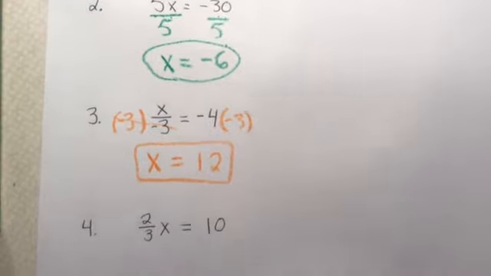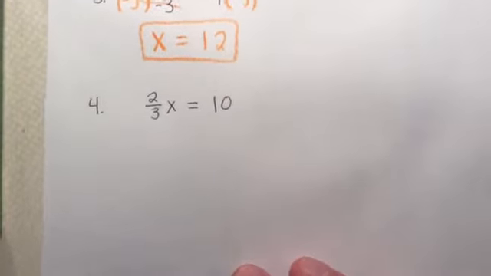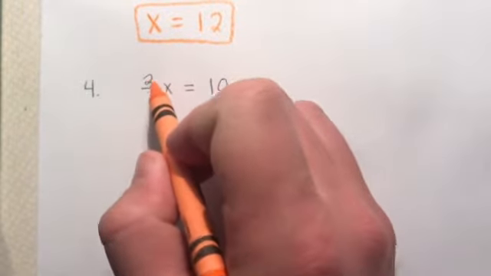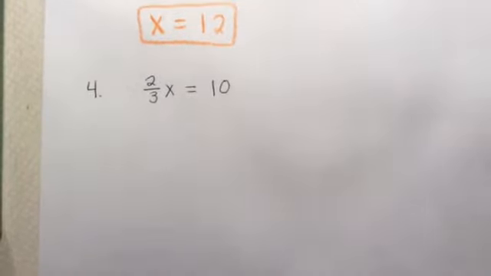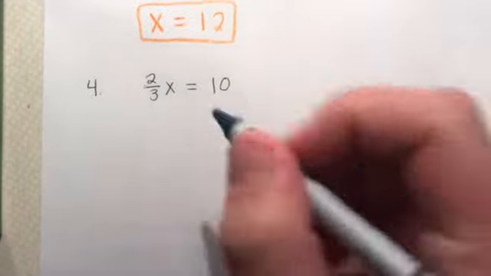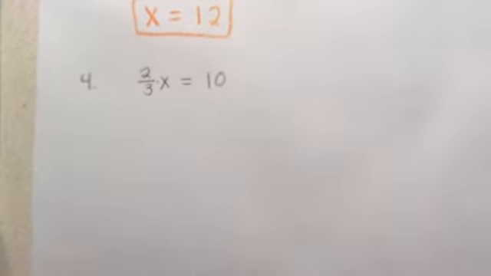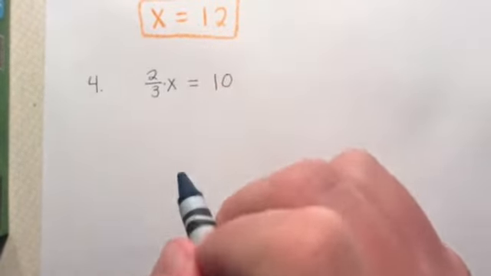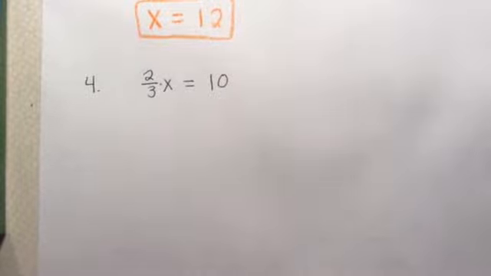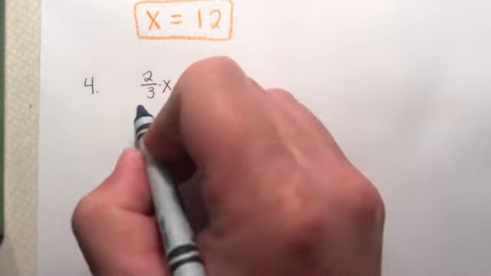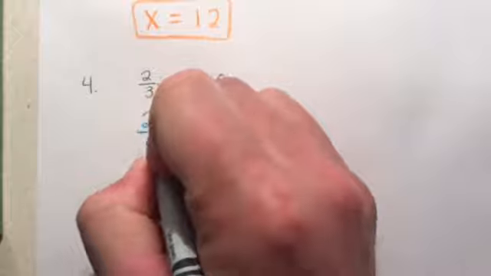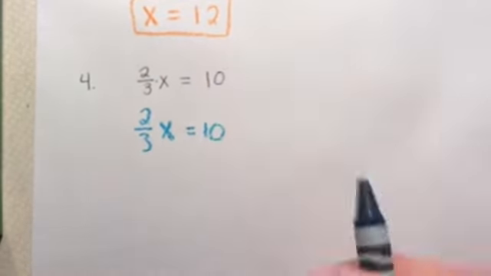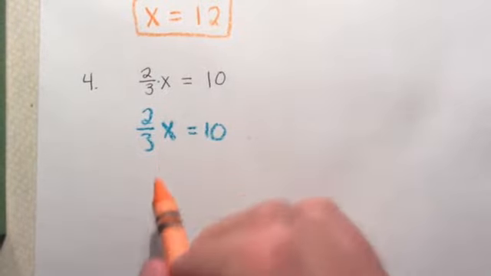Okay. And the last problem for the day, we are undoing multiplication here. To get x by itself, this says 2/3 times x is equal to 10. So we're undoing multiplication. We're dividing by a fraction. Well, divide by 2/3. Well, dividing by a fraction, division is the same thing as multiplying by the reciprocal. Maybe I'll just copy this problem down one additional time here.